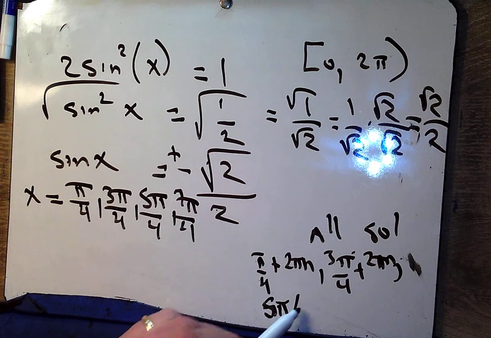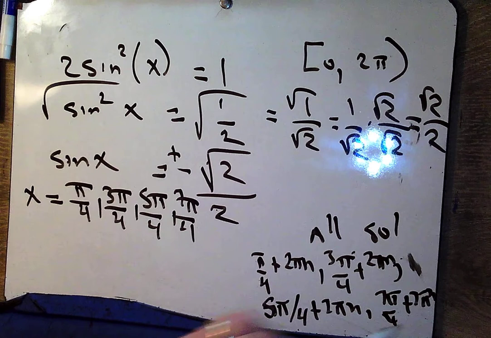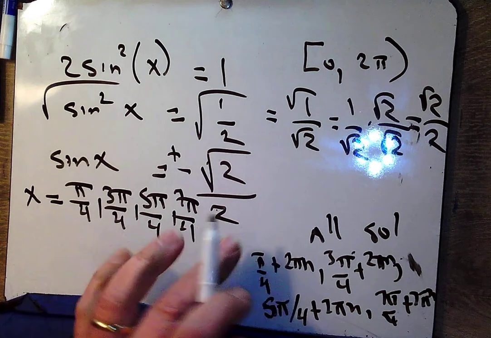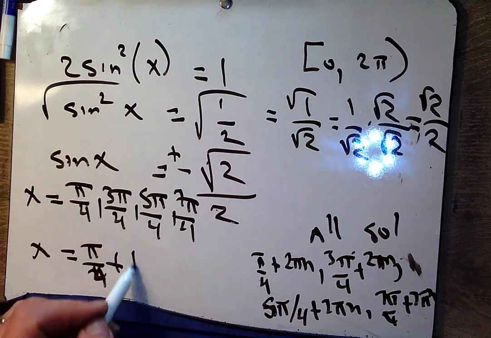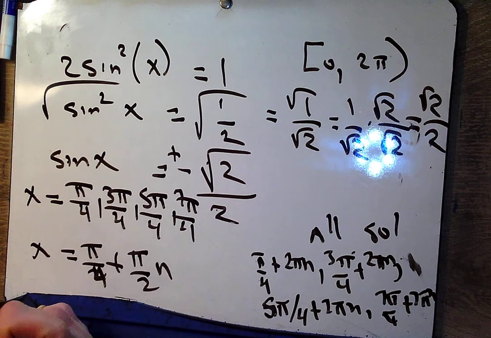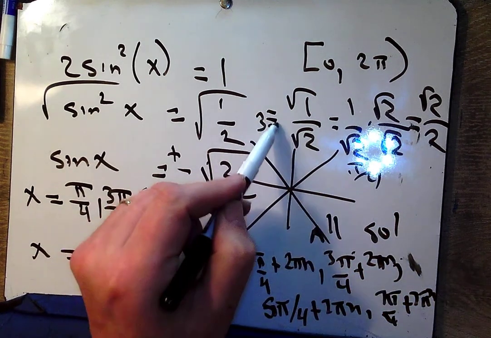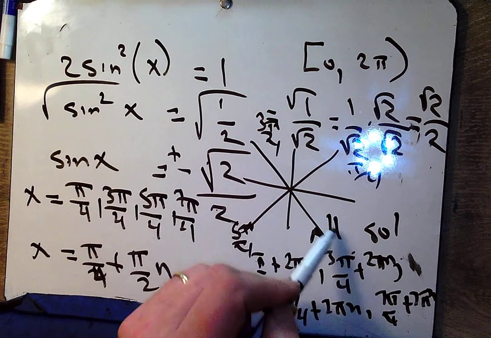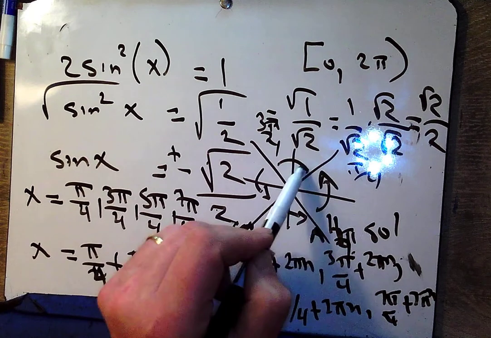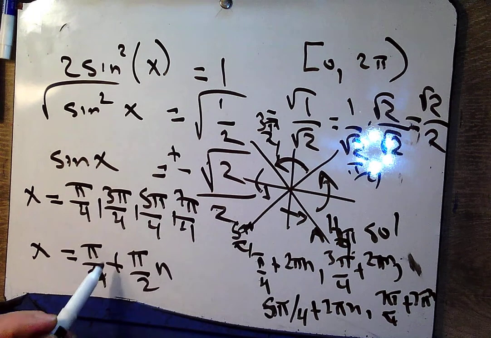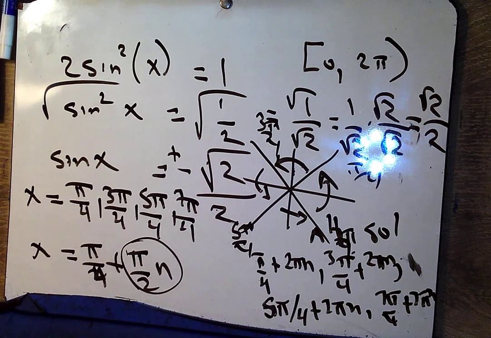5 pi over 4 plus 2 pi n. 7 pi over 4 plus 2 pi n. Oh my goodness! All of these solutions are pi over 2 apart. X equals pi over 4 plus pi over 2 n. And I can see that here. There's pi over 4. There's 3 pi over 4. There's 5 pi over 4. There's 7 pi over 4. When the amount of rotation is the same in between each of the solutions, you can just add that same amount, that pi over 2, to the first solution.